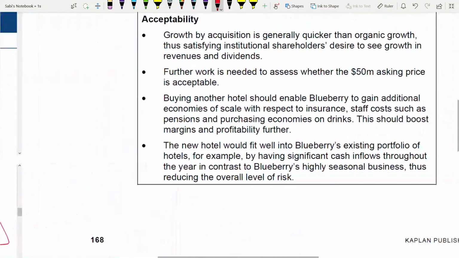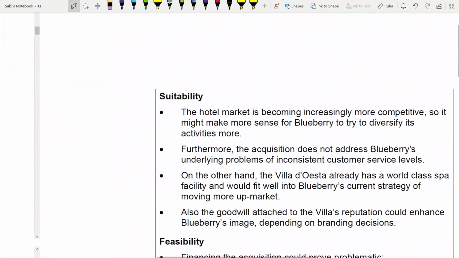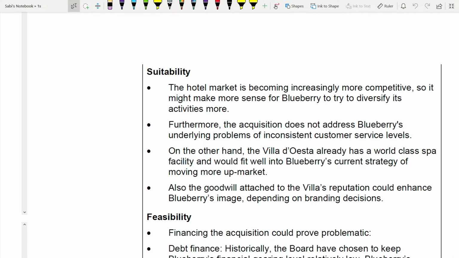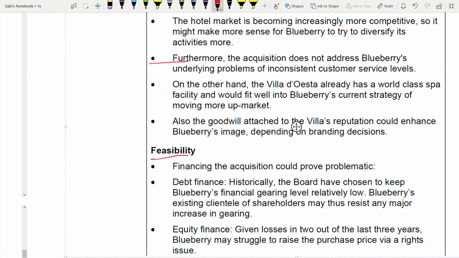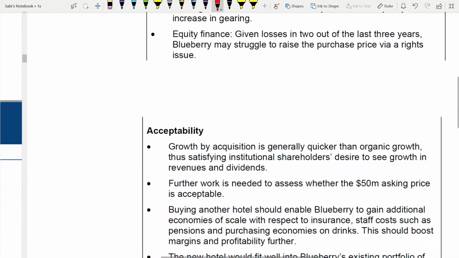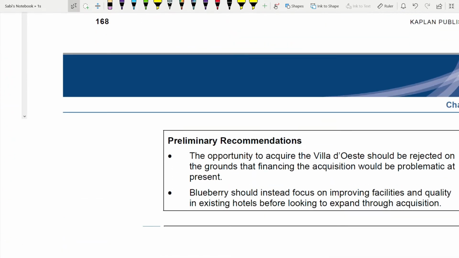Before actually going through the answer, I want to spend a few minutes to tell you how to break this answer down. How to know where to start, how many points to make exactly. First of all, we don't know how many points to make because it depends on the number of marks. Here the marks are not given to you. But you need to divide it into different paragraphs with different subheadings. The subheadings are suitability, acceptability, feasibility, and your conclusion. So 4 subheadings will be there. One is suitability, one is feasibility, which can be in any order by the way, and the other one is acceptability. With this comes your conclusion, or you can say some preliminary recommendations.